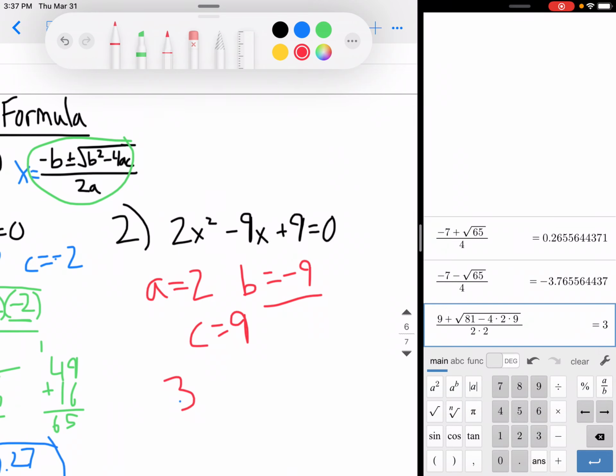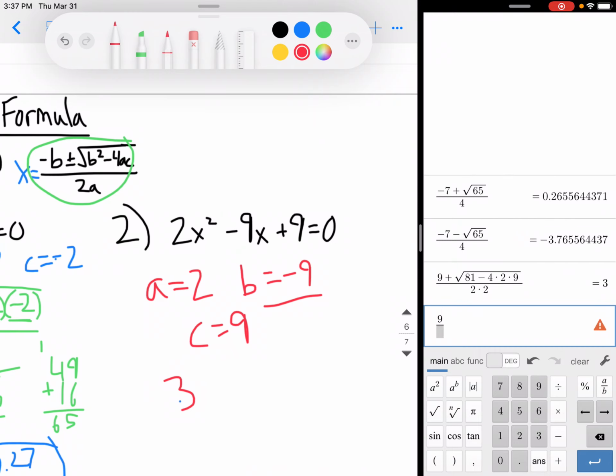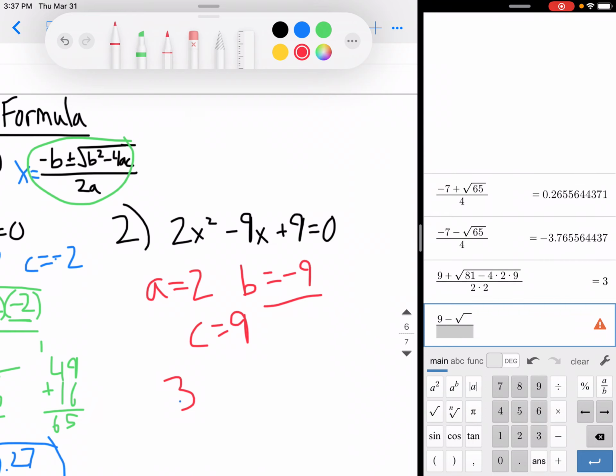Now, I take this and I essentially just type it in again. 9, oops, let me get a fraction going here. 9 minus the square root of 81 minus 4 times 2 times 9 all over 4. And then that's going to give me 1.5.